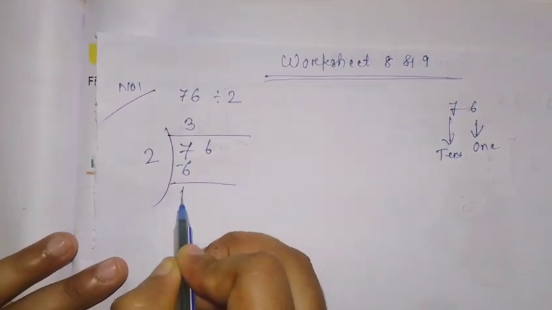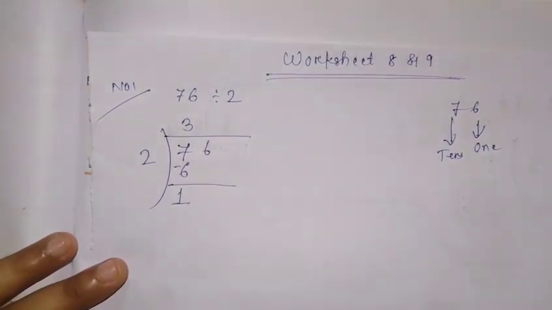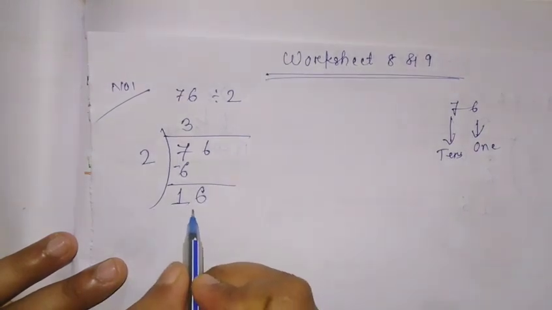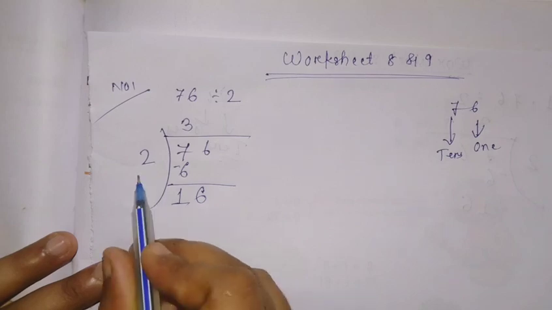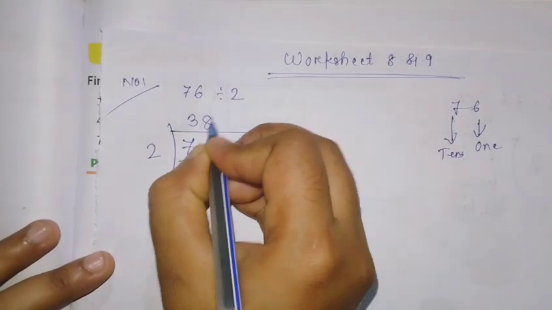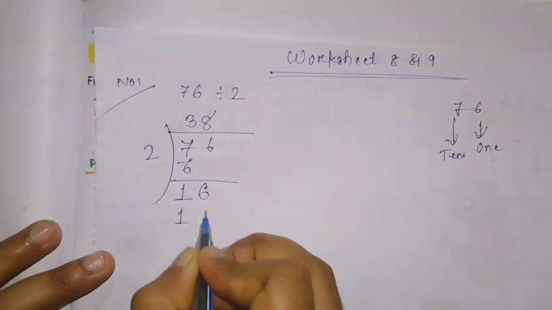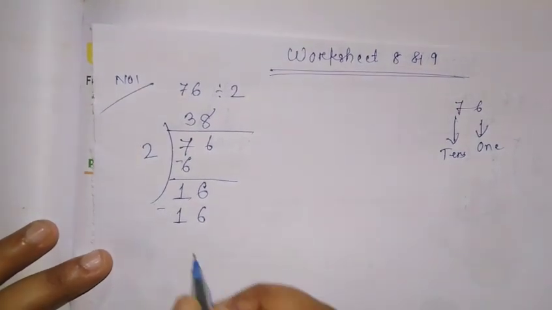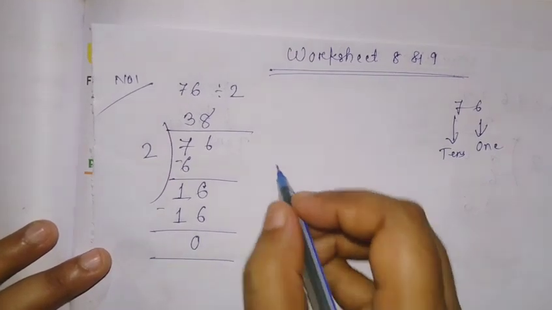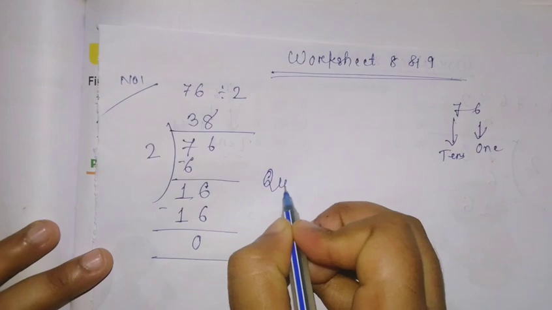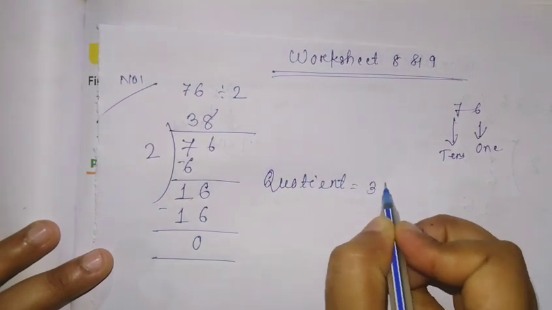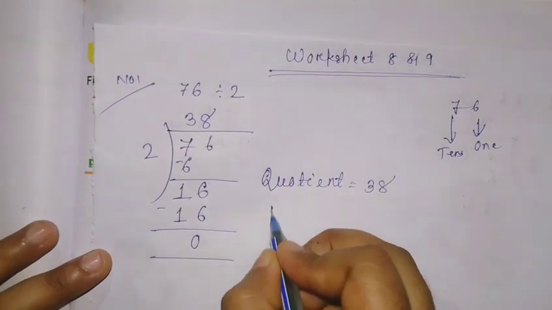7 minus 6 equals 1. Now, we bring 6 down. Now the number is 16. Then we recite the multiplication table of 2 till we get 16. 2 8s are 16. Now we subtract the product from the dividend. 16 minus 16 equals 0. Here we get quotient equal to 38 and remainder equal to 0.